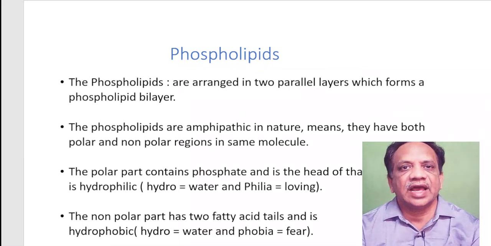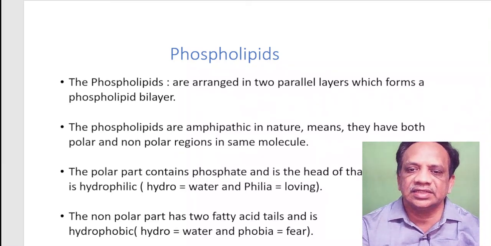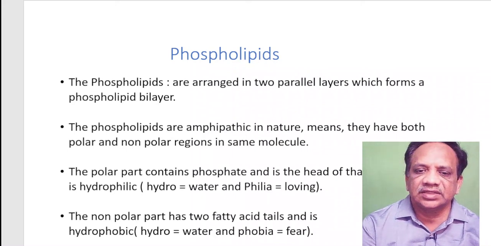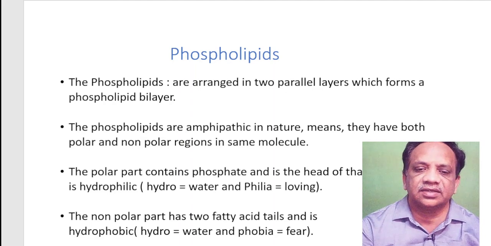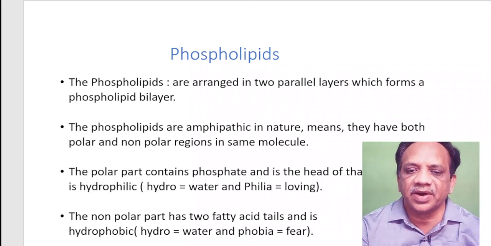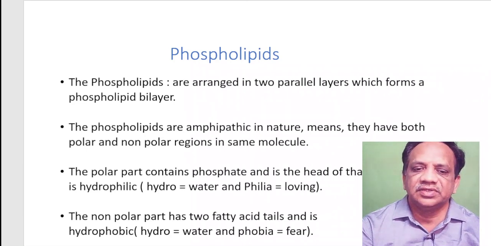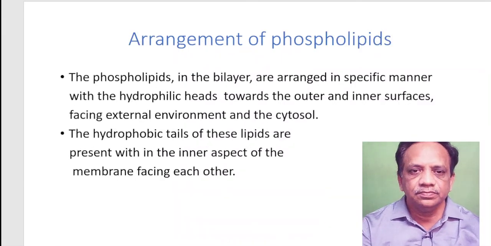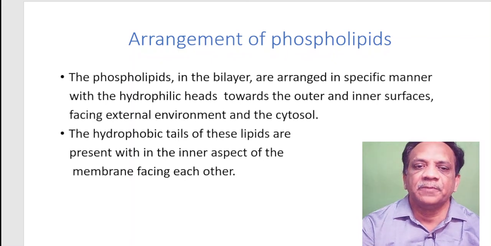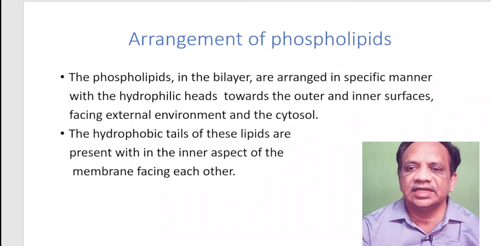The phospholipids are amphipathic in nature, that means they have both polar and non-polar regions in the same molecule. The polar part contains phosphate and is the head of that molecule and is hydrophilic. Hydro means water and philia means loving, so they attract water. And the non-polar part has two fatty acid tails which are hydrophobic, they hate water. The phospholipids in the bilayer are arranged in a specific manner, with the hydrophilic heads towards the outer and inner surfaces of the cell membrane.